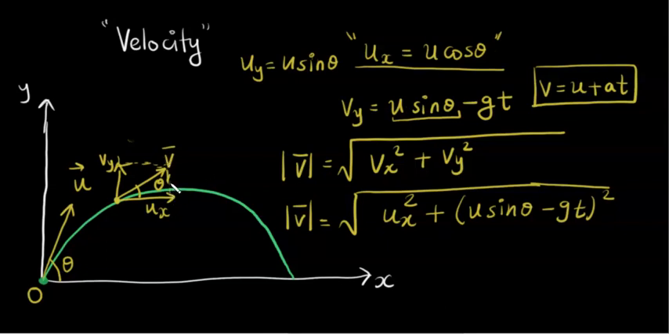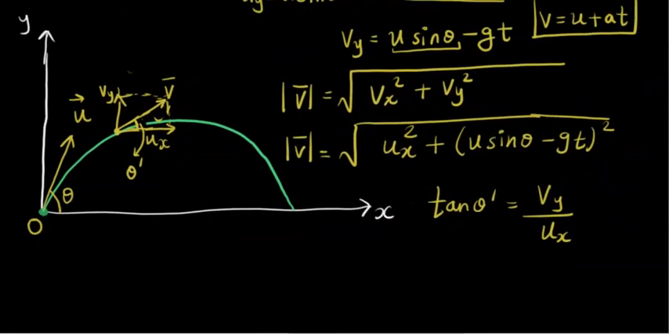So what is this angle? If I take this angle as theta dash, not theta, let me erase this also so I will write it properly. Let's say this angle is theta dash. So tan theta dash will be vy divided by ux. What is vy? vy is u sin theta minus gt.